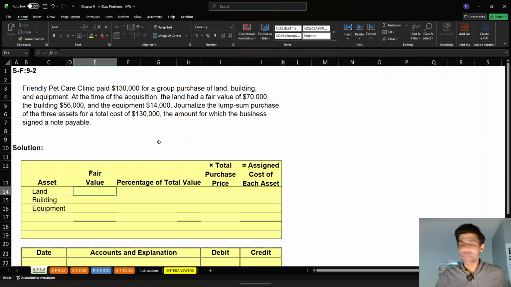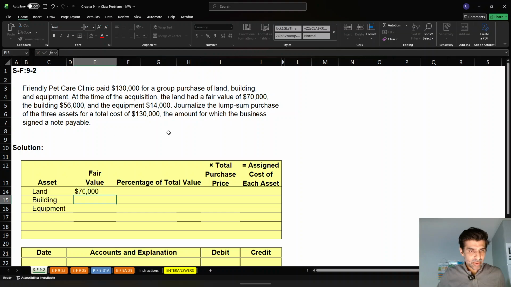We don't know that yet. That's what we're doing this exercise to figure out. But we have an appraisal done, and we know that if we were to separate each of those and value them individually, they're worth 70,000, 56,000, and 14,000.